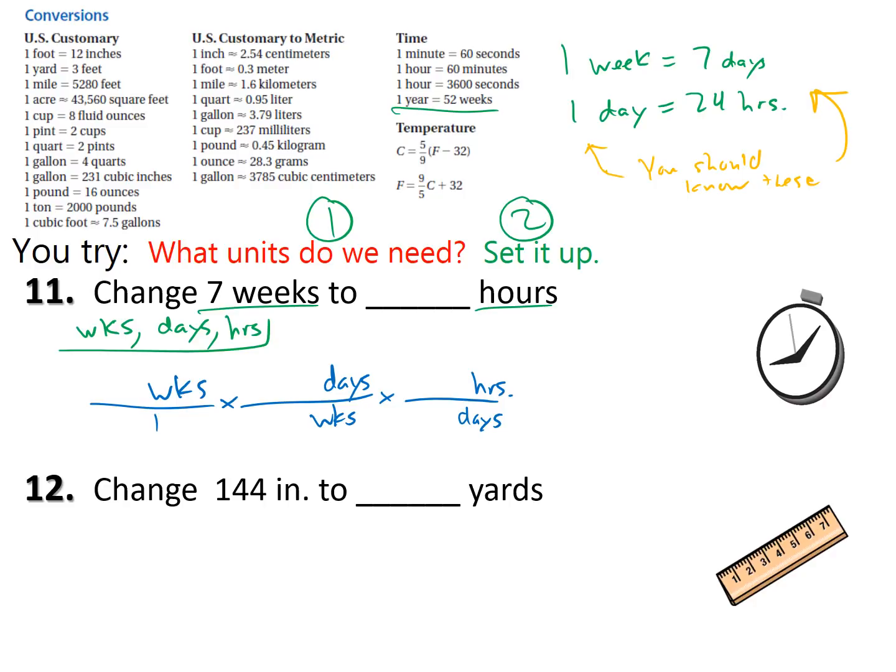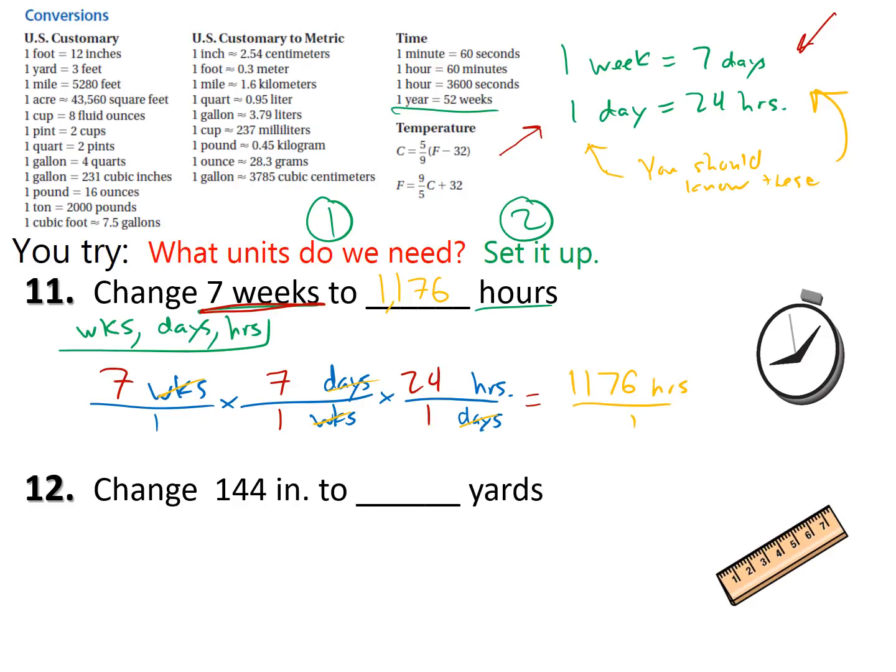Now all I have to do is plug in the numbers that are given to me. So I have 7 weeks, and then I look at my conversion factors, the new ones I added in. There's 1 week, 7 days, and then there are 24 hours per day. Now, we double check that our units cancel correctly: weeks and weeks, days and days, yep. And now this is where I pull up my calculator. 7 times 7 times 24, that's 1,176 hours, which makes sense because hours is a smaller unit of measurement, so there will be more of them to take up 7 weeks.